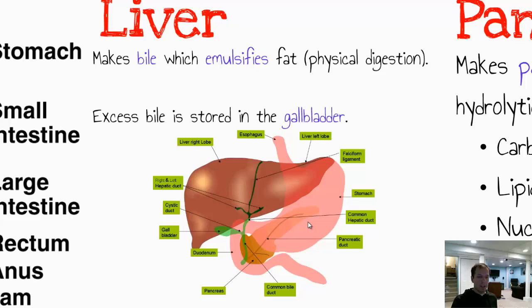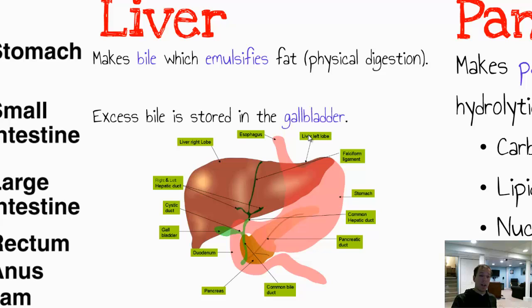As I mentioned before, the liver, which is located next to the stomach, will produce bile. Bile emulsifies fat. This is a form of physical digestion. The idea of emulsifying a fat is breaking it up into very small globules, and that will be easier to be attacked by some of those digestive enzymes once the fats get into the small intestine.